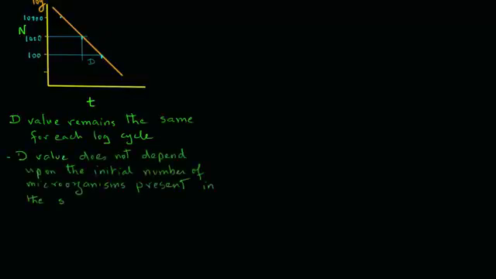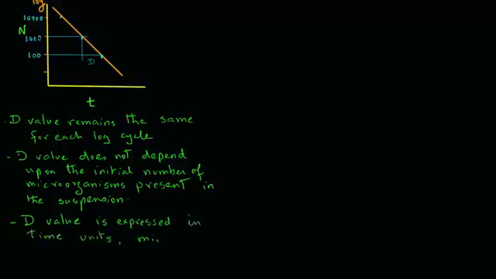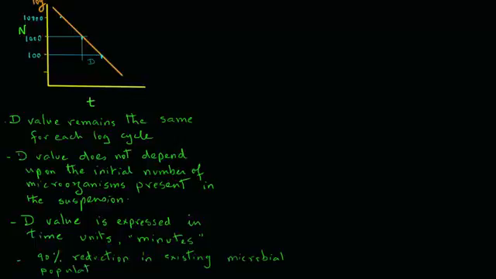We will make a few more observations. One is that the D-value remains the same for each log cycle, and D-value depends only on that one log cycle, because D-value is obtained from one log cycle reduction in the microbial population. Also note that D-value is expressed in time units, most often as minutes. And again, it is a 90% reduction in the existing microbial population.